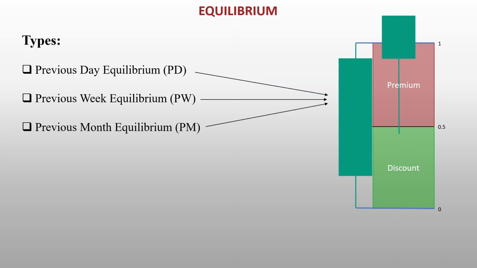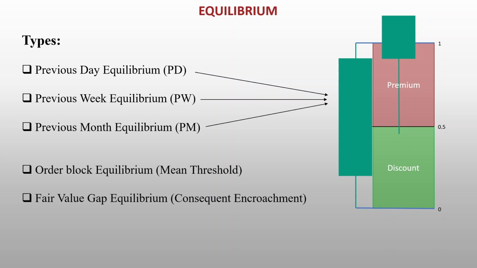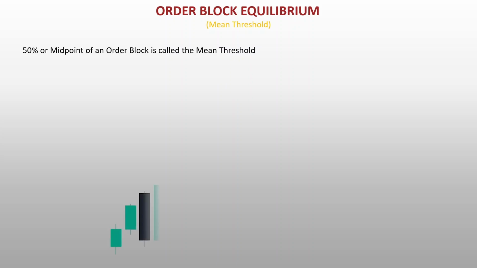Now, there are two more types of equilibrium: order block equilibrium and fair value gap equilibrium. The equilibrium of an order block is called the mean threshold. The equilibrium of a fair value gap is called the consequent encroachment. Order block equilibrium, mean threshold 50%, and the midpoint of an order block is called the mean threshold. Let's look at an example of this.